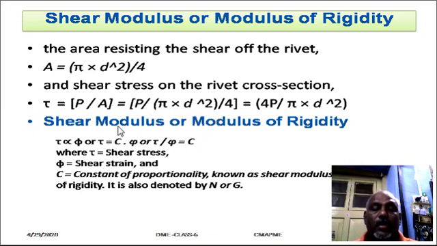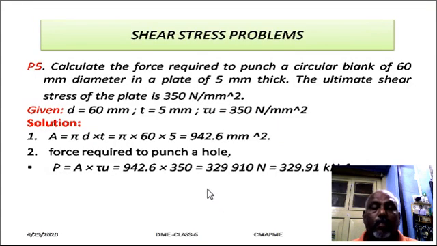Now next is shear modulus or modulus of rigidity. When a body is sheared within the elastic limit, the shear stress is proportional to the shear strain. Then shear stress is equal to capital C into shear strain, where capital C is the modulus of rigidity or shear modulus. So by using these three formulas, shear stress, shear strain and shear modulus, now we discuss the problem.